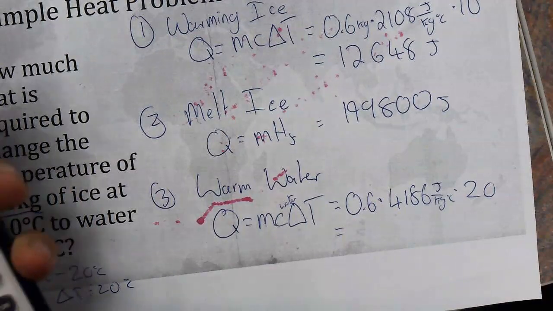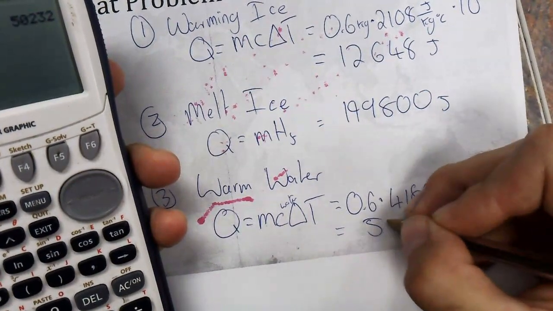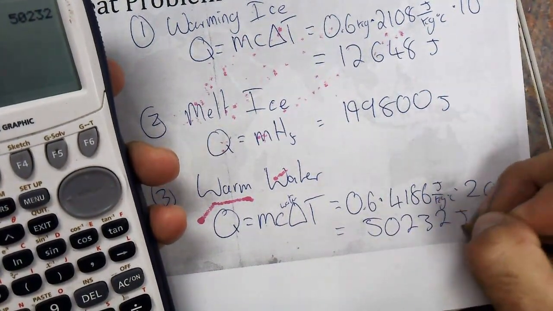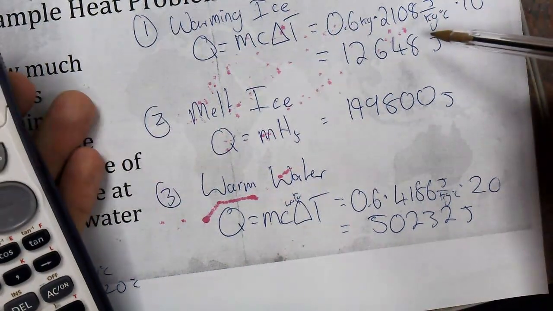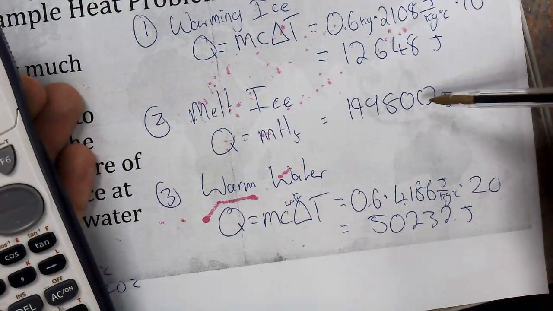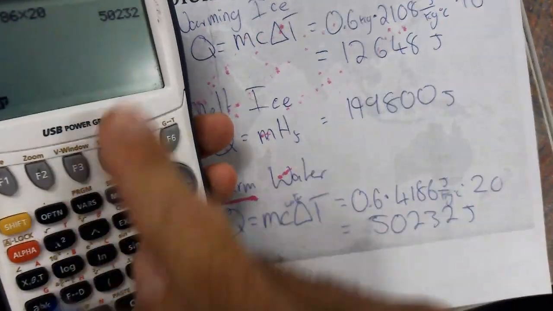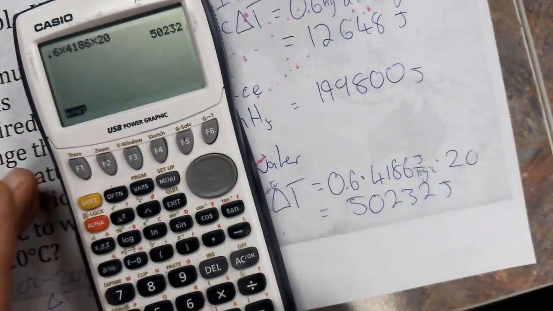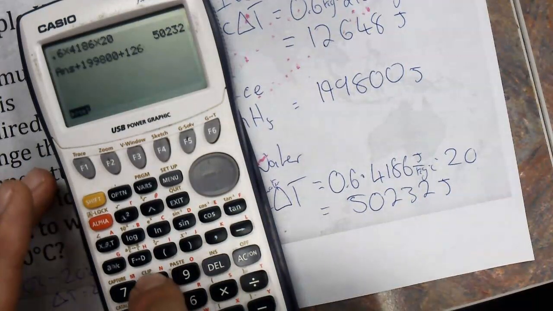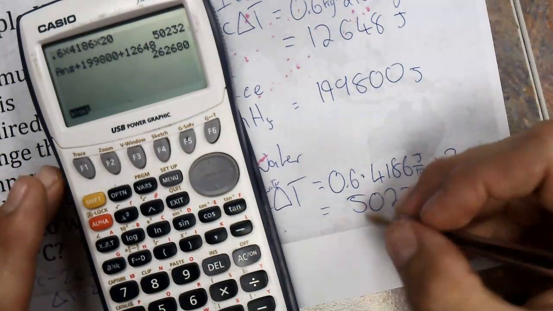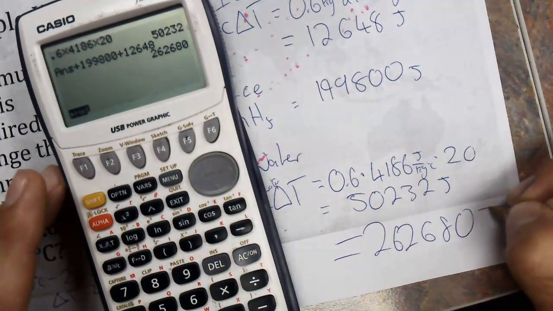Give me 1 sec. 0.6 times 4186 times 20 equals 50232 joules. So we're done. We're not done. That is a lie, because there was 3 steps to the heating up the ice, right? Warming the ice, melting the ice, warming the water. So now we just got to add these together. So it's going to be 50232 plus the 199,800 plus the 12648, and it's going to equal 262,680 joules. And that's it.